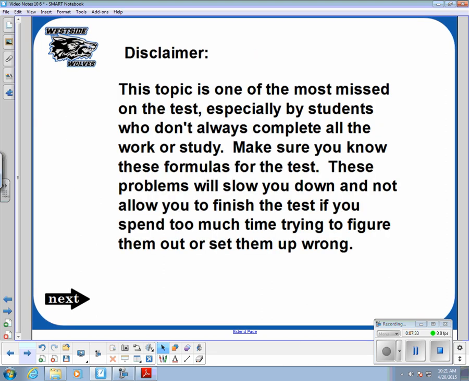All right, and so I'm going to put a disclaimer up here. I do this every year, and some people listen, some people don't. This topic is one of the most missed on the test, especially by students who don't always complete all the work or study. Make sure you know these formulas for the test. These problems will slow you down and not allow you to finish the test if you spend too much time trying to figure them out or set them up wrong. So I'm telling you, know those formulas. If you don't, put them on some flashcards. It'll help you because you'll suck time away on these few problems on the test and you'll never make it through the test. So make sure you know your stuff. Formulas make a big difference. If you have to think about the formulas all the time, you're going to struggle.